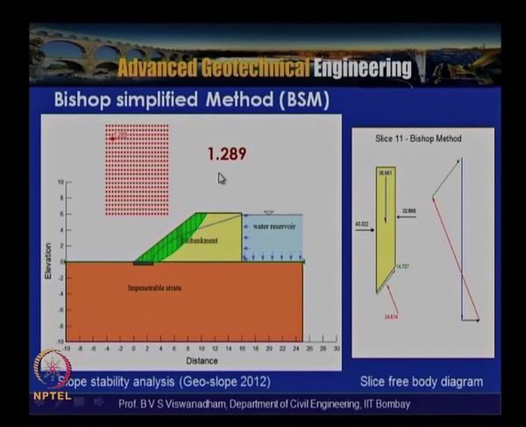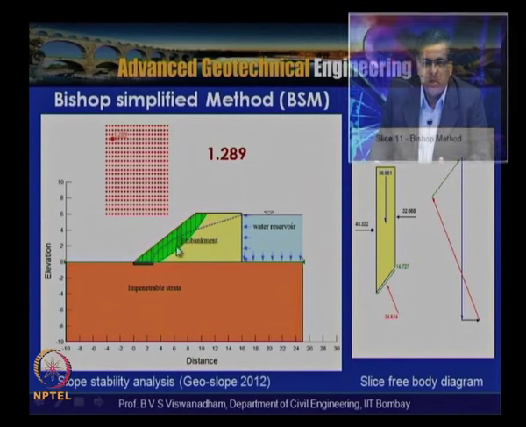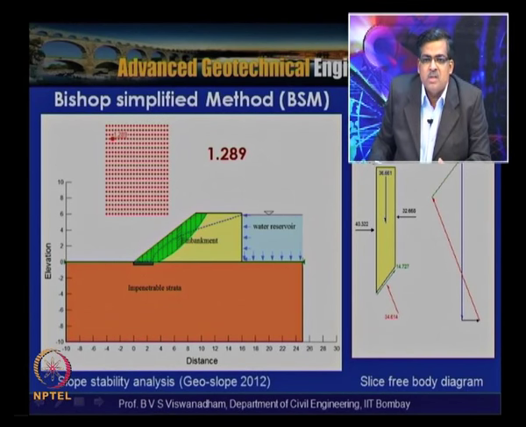This analysis is done by Bishop's simplified method, where, as we know, tangential forces along the slices are assumed to be 0, and the forces normal to the vertical slice surface are considered. If you see the free body diagram of slice 11, counted from here, and projected here, these are the normal forces acting on the vertical surface of the slice, and this is the base of the slice, and this is the self weight of the slice. This portion is partially saturated and this portion is saturated.